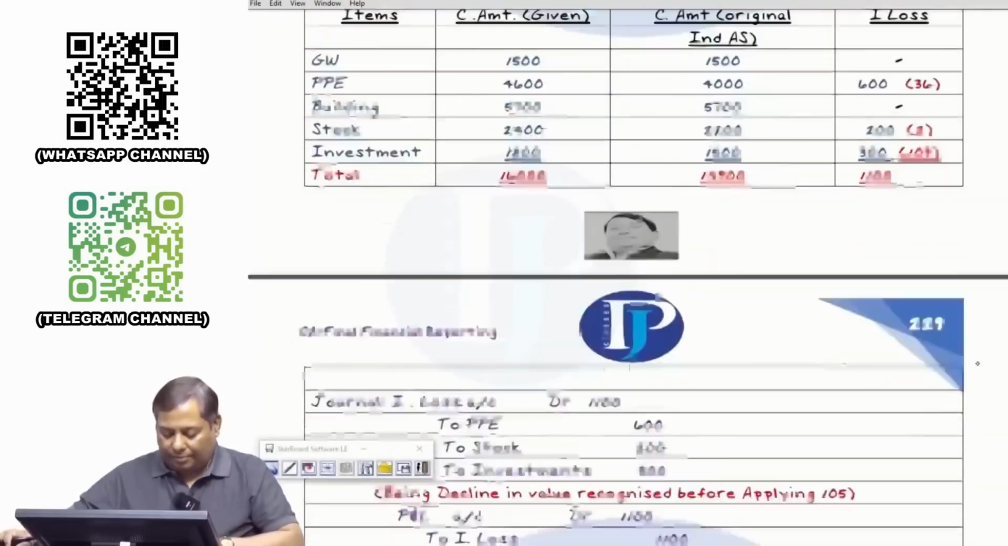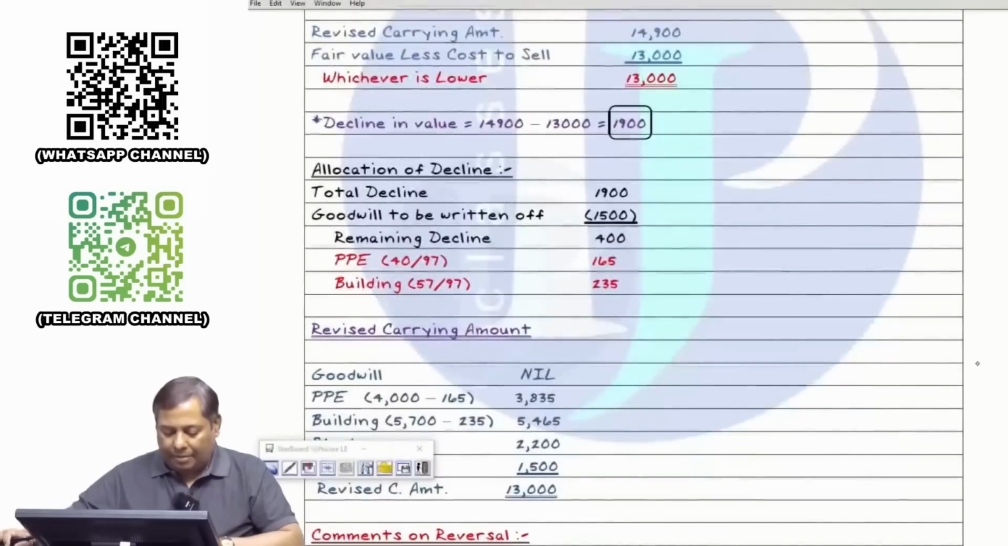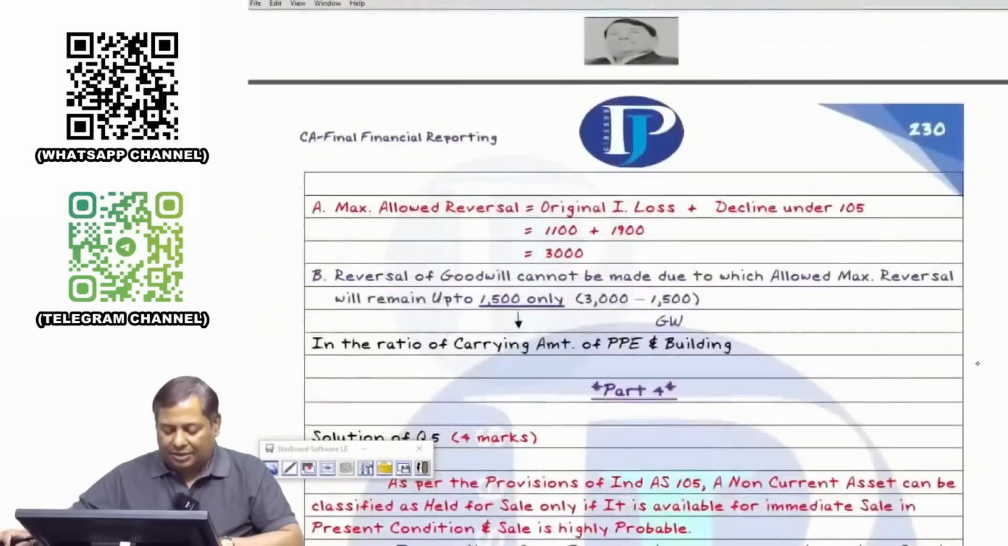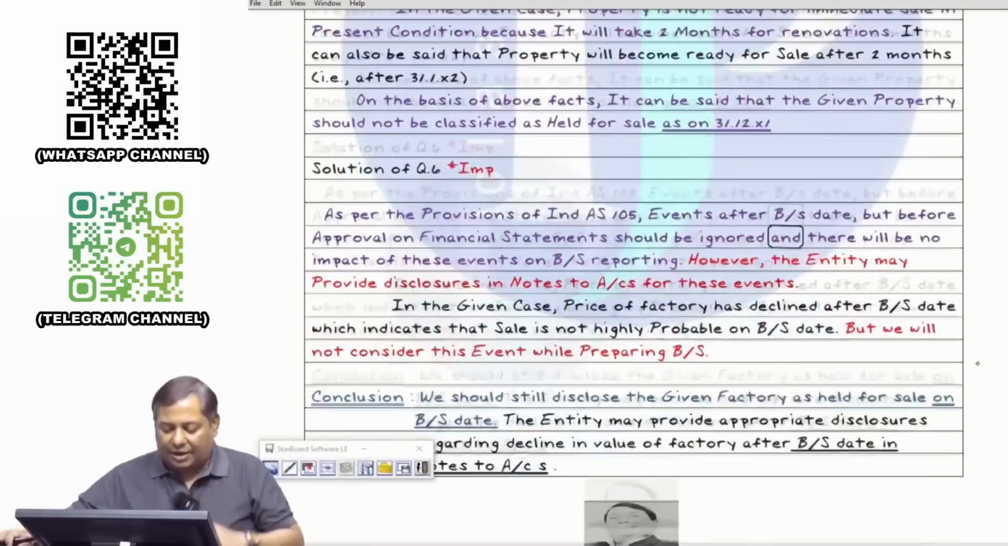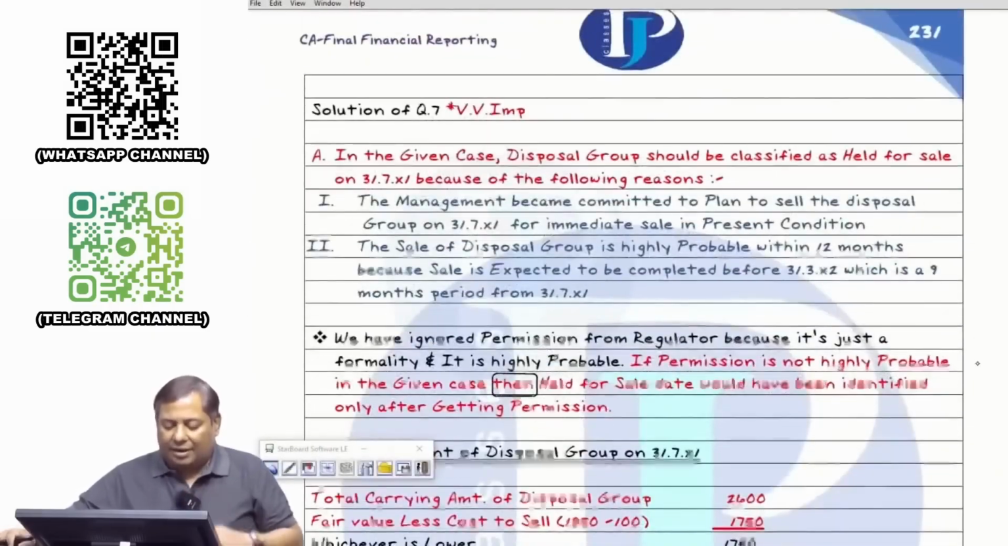That's question number 2. After question number 2, question number 5 was also taught to you in detail. Mark that one. Then discussed 6. Then discussed 7.